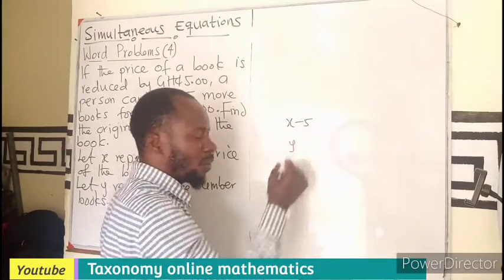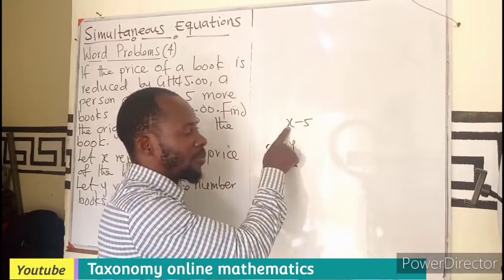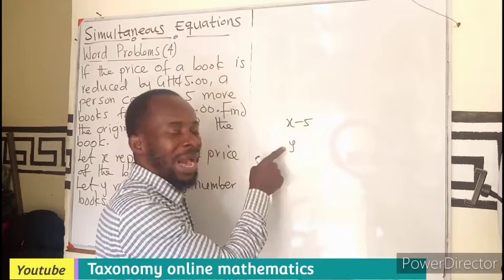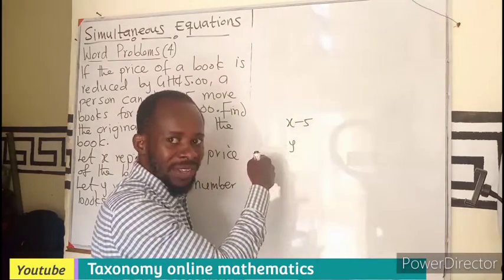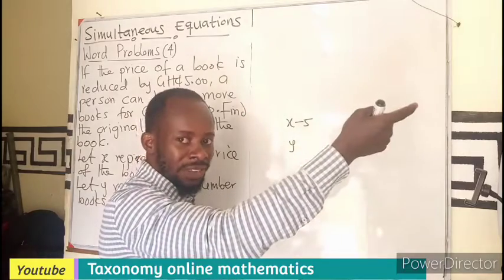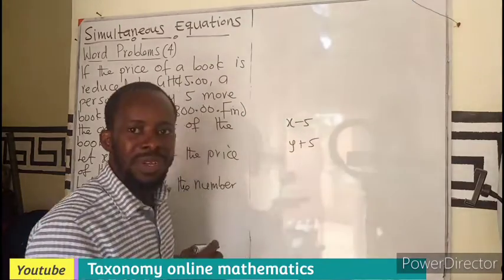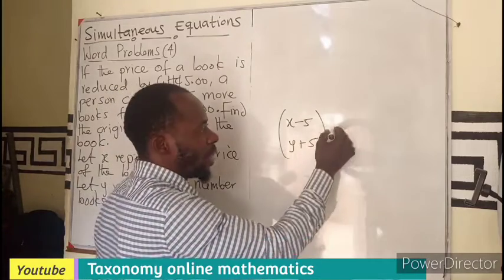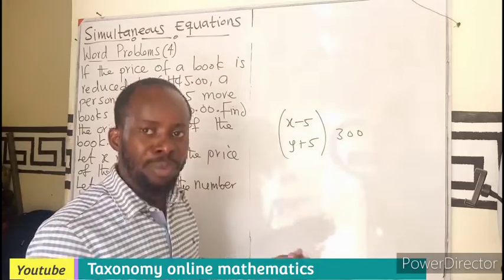Let the number of books be Y. This Y can stand for 10. Meaning, if the price is 2 cedis, I am buying 10 books, or 20 books. Now, if I'm able to reduce the price, it means the number of books will increase. So if we increase that by 5, then I'll be able to pay 300 Ghana cedis.